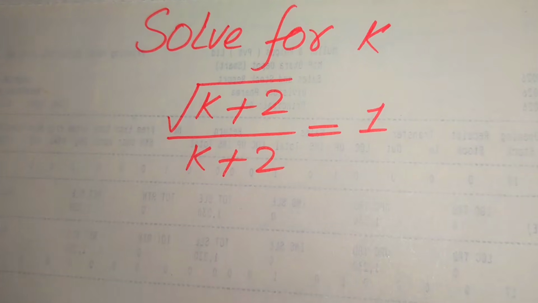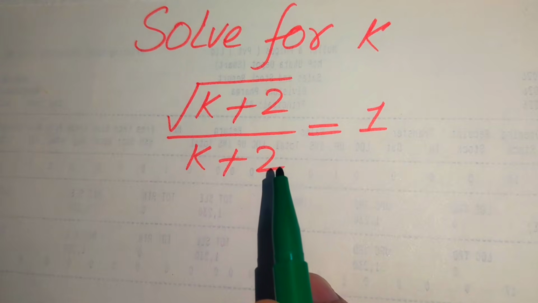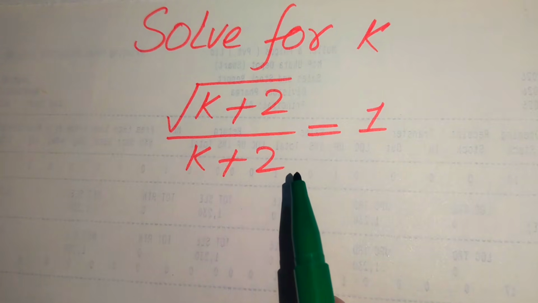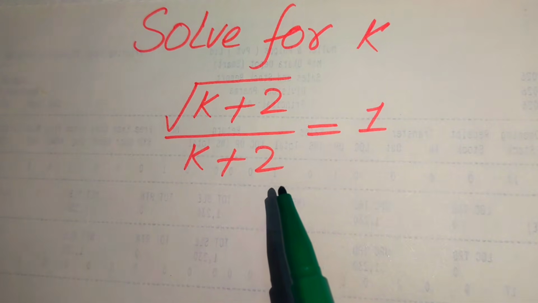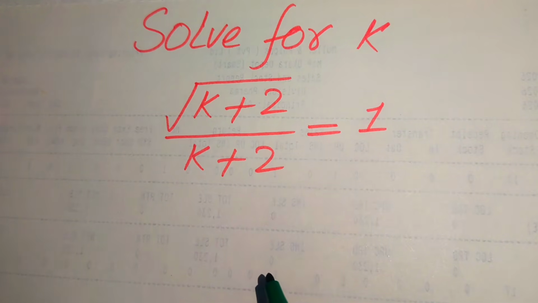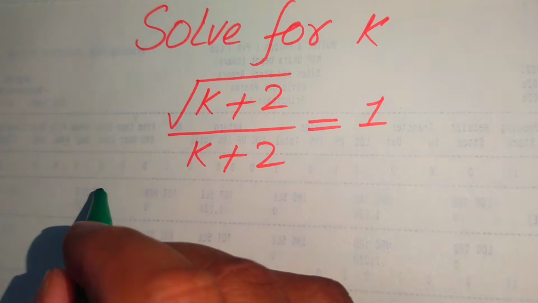So here we have the square root of k plus 2 divided by k plus 2 is equal to 1, and we solve this problem for all the values of k. For this, we solve this problem using two methods.